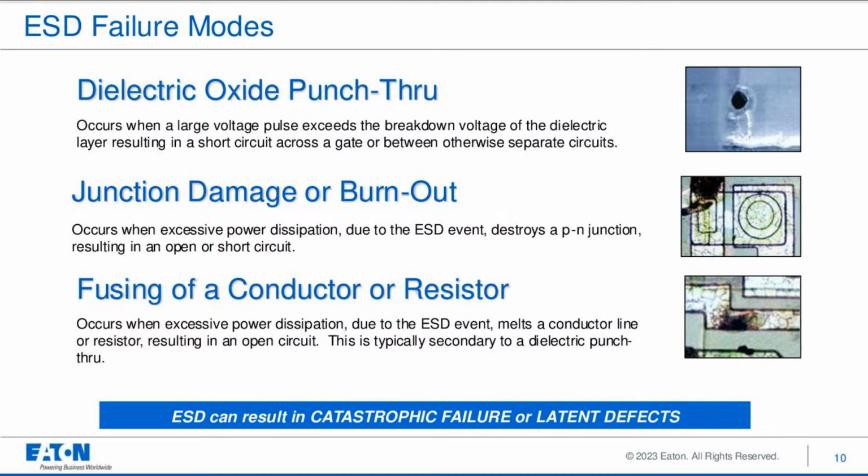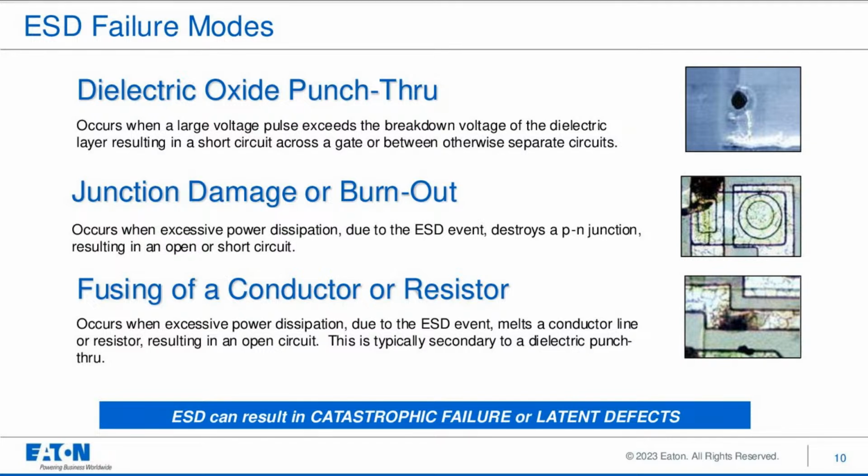Junction damage is another failure mode. Semiconductor ICs have a lot of devices in them that in turn have PN junctions. High voltage from the ESD can exceed the breakdown voltage of semiconductor junctions, resulting in an open or short circuit.